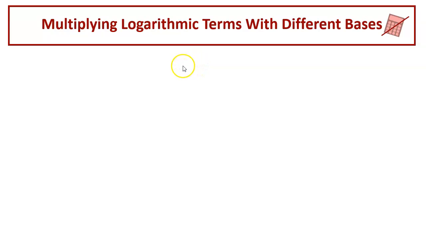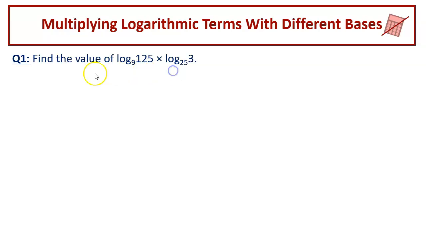First of all, let us look at the given question, the first question of this session. Find the value of log of 125 to the base 9 times log of 3 to the base 25. We are having two logarithmic terms to be multiplied together, but we may have multiple logarithmic terms as well. And the bases are different obviously. One is 9, the other is 25.